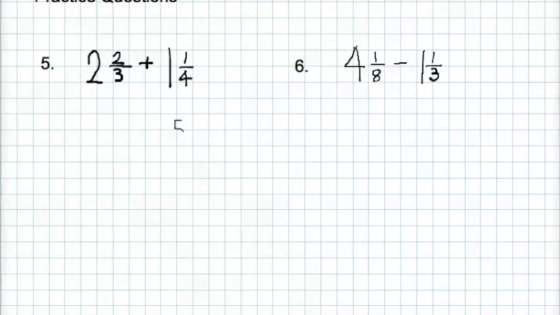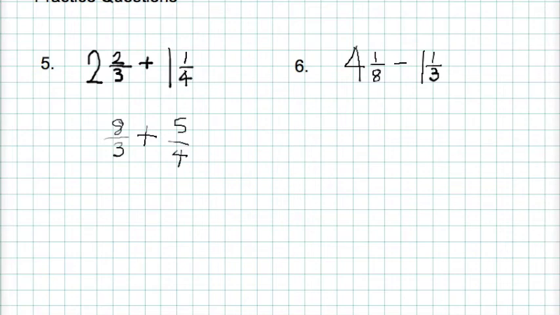Question 5. What we're going to do now is, because we've got a mixed number, we're going to turn this into an improper fraction. Basically what we're doing is we're saying we're going to write 2 2/3 in thirds. The way we do this is we multiply 2 times 3, 6, and then add the numerator, which gives us 8. So this becomes 8 over 3 as an improper fraction. The second one, 1 times 4 is 4, plus the 1 is 5. That gives us 5 over 4.